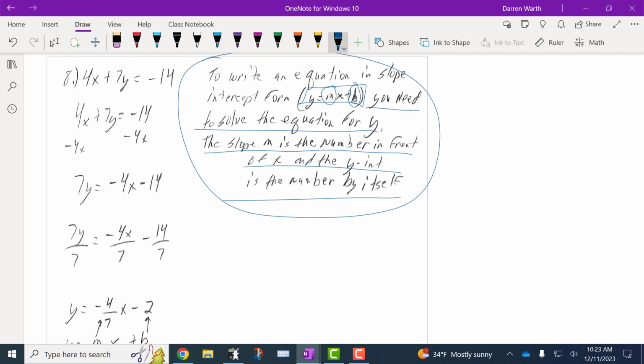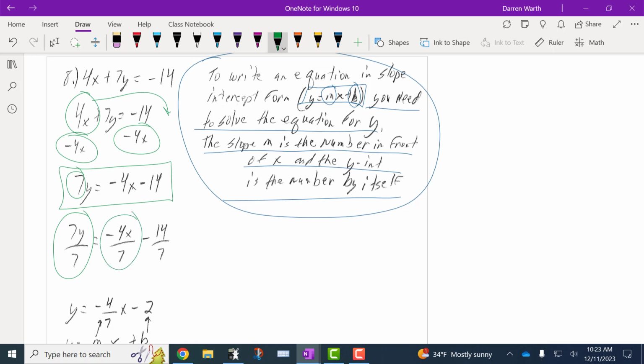To solve for y, here's the very first thing I'm going to do. I'm going to take this 4x right here and move it over to the other side. To move that, I have to subtract 4x from both sides. So when I do that, I'm left with the equation 7y equals -4x minus 14. Now I have to get rid of this 7. To get rid of that 7, I do its opposite. I'm going to divide by 7.